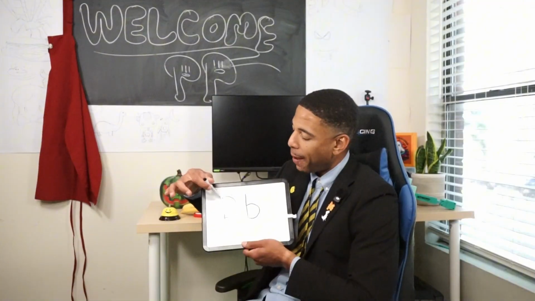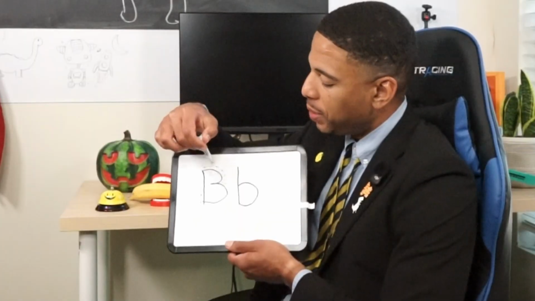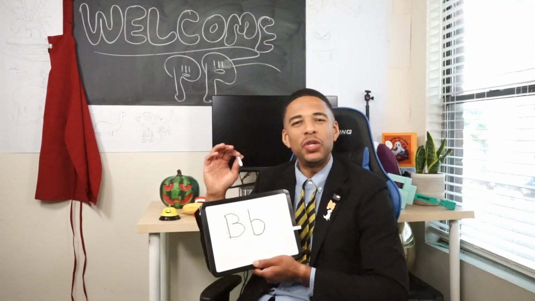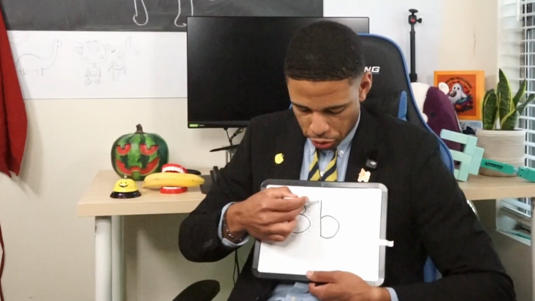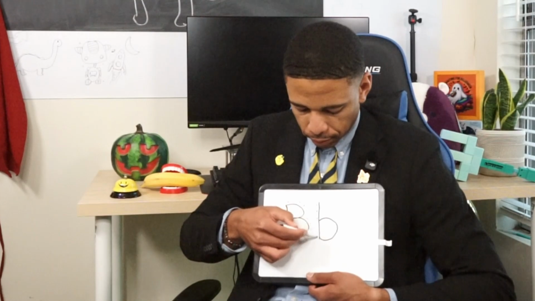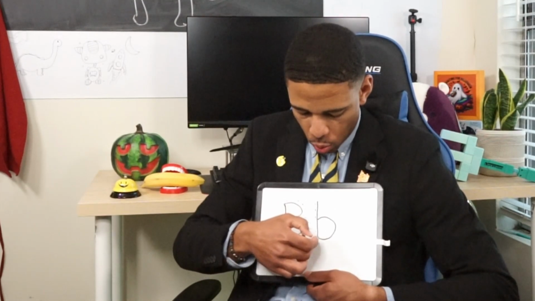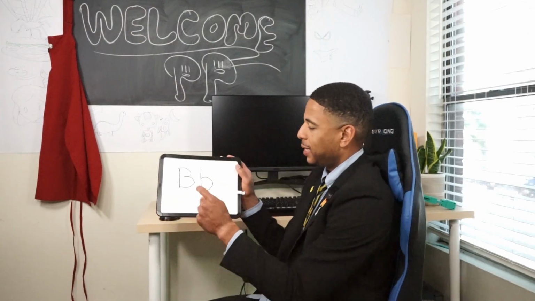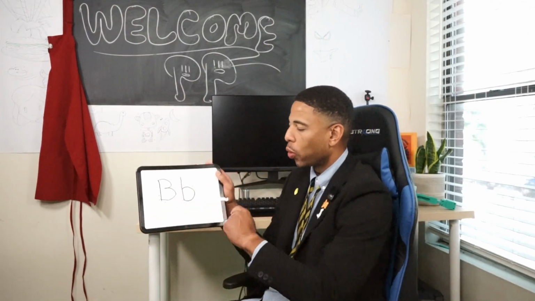Remember, the capital B has the oopty doopty and this one just has the doopty. Straight line and one doopty. The capital B, the lowercase b.